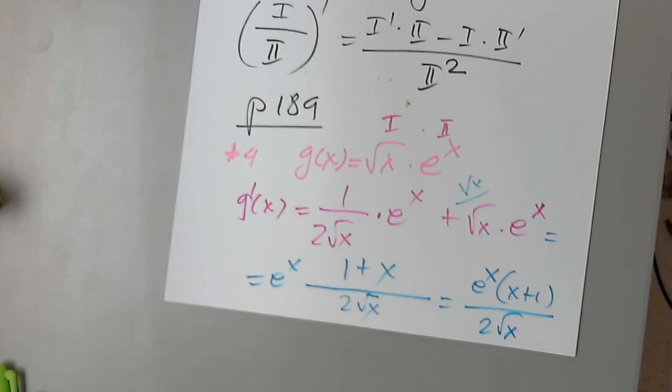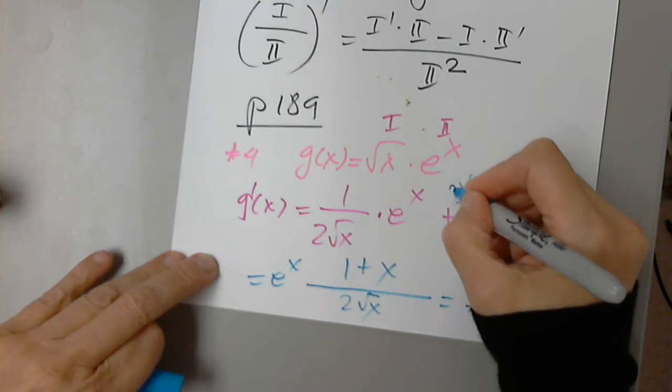So I pulled out an e to the x, and then I have 1 over 2 the square root of x plus the square root of x, but I need the least common denominator, so I need to multiply that, and I swallowed the 2. I was hungry. Sorry.